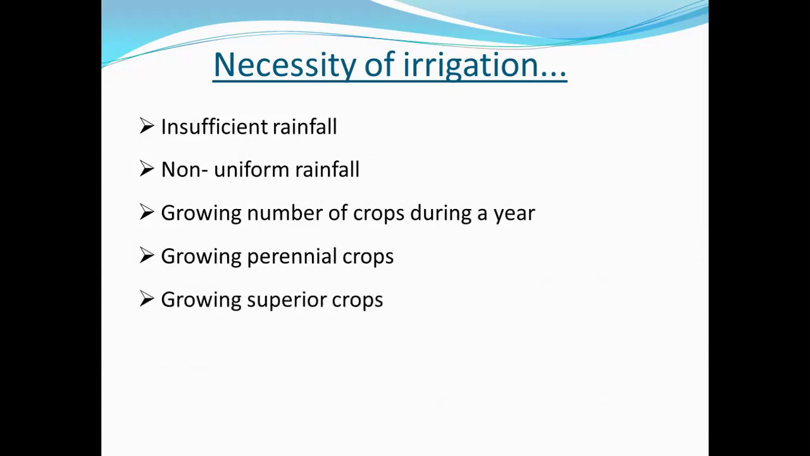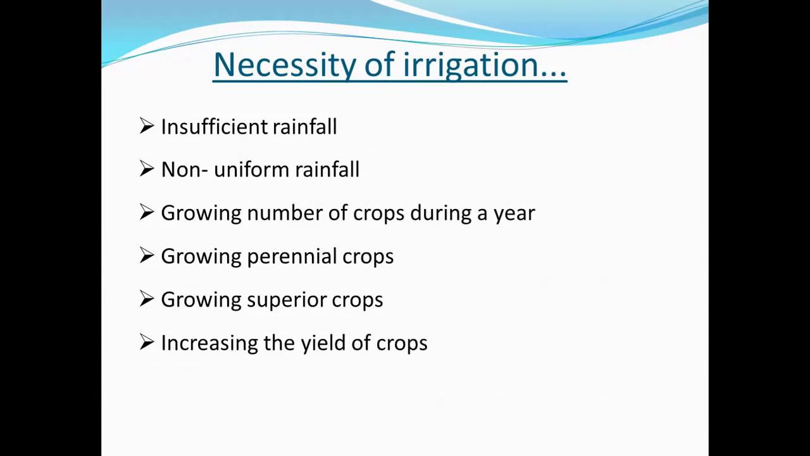Next is growing superior crops and also cash crops, right? There are many cash crops or superior crops, such as cotton, fruits, oil seeds, vegetables, etc. A large quantity of water is required, and therefore irrigation is needed, right?